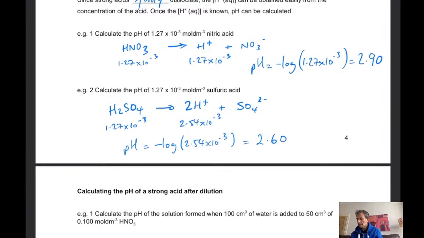Okay, so you can see that these have got the same concentration, but you'll see the pH, look, of the sulfuric acid is actually lower, so it's a stronger acid. Okay, right.